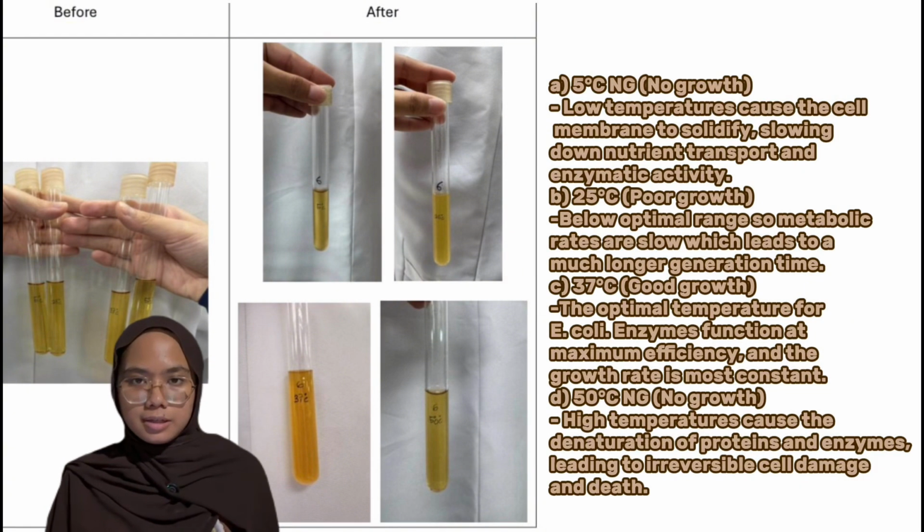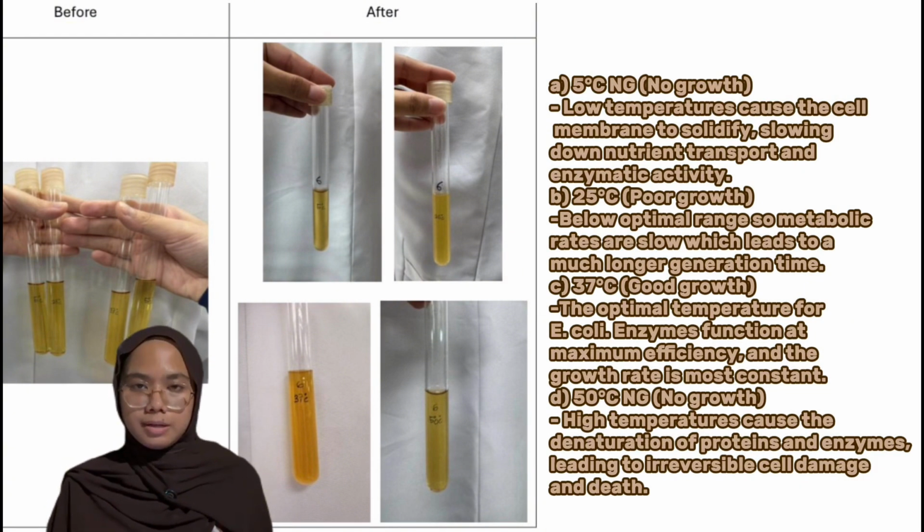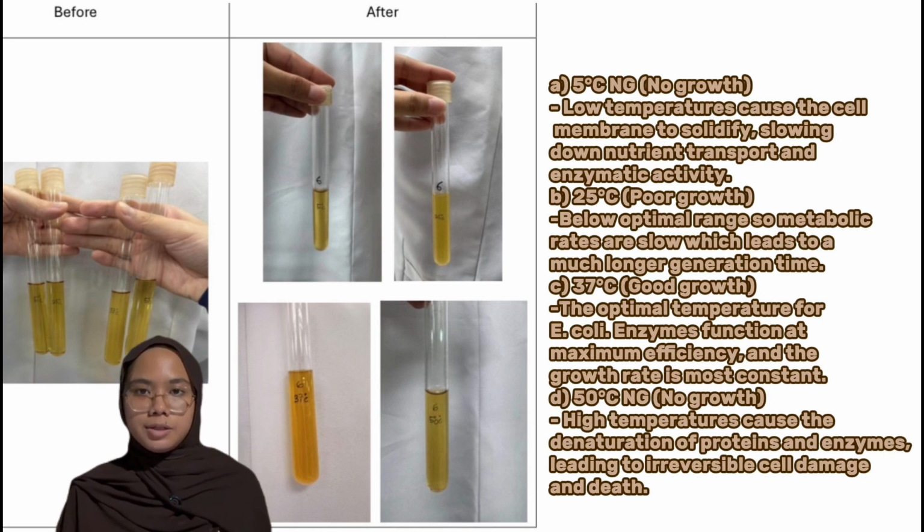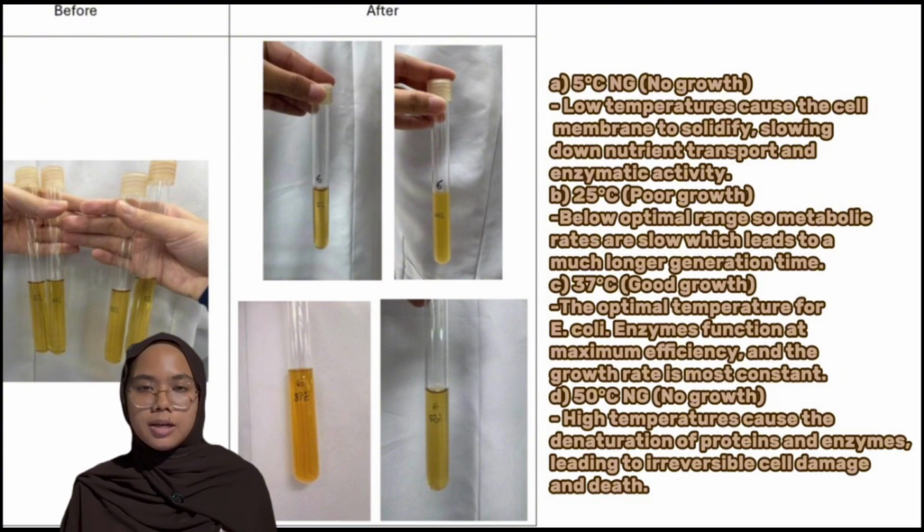At 37 degrees Celsius, E. coli shows good growth. This is because 37 degrees Celsius is their optimum temperature, so the enzyme function is at its highest efficiency. Lastly, at 50 degrees Celsius, there is no growth. This is because high temperature can cause protein and enzyme to denature.